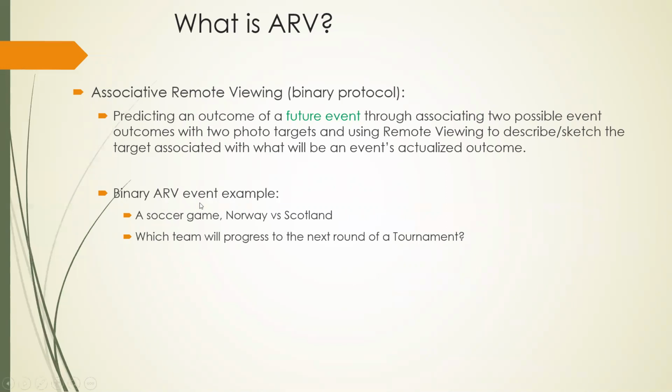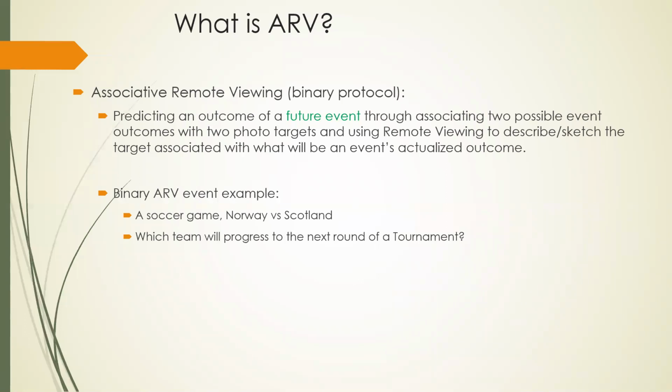Okay, so let's try to explain all that with one example of a binary ARV event. So let's take a soccer game. Let's have 2 teams, Norway and Scotland. They will play a match, and we want to find out using remote viewing and ARV which team will progress to the next round of a tournament.